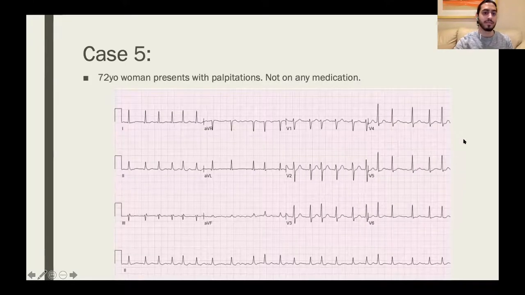Next case. Elderly woman comes in with some palpitations, not on any other medications before. Have a look at this ECG. Tell me what the diagnosis is.